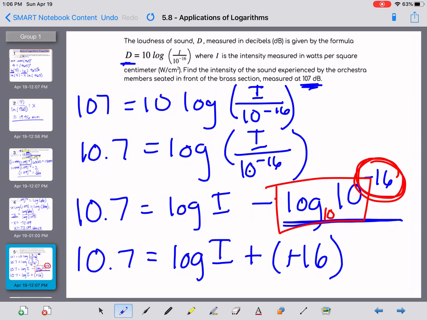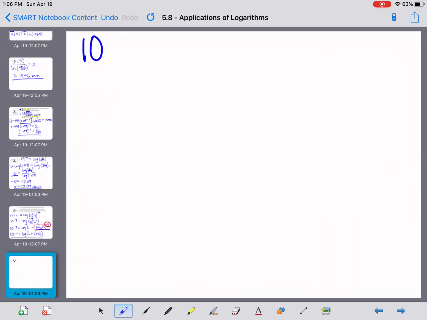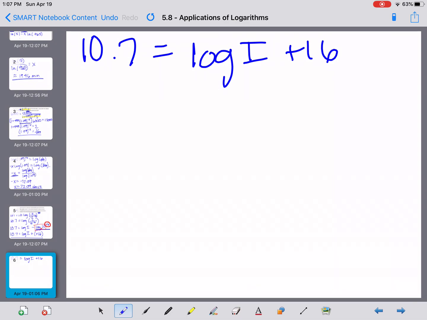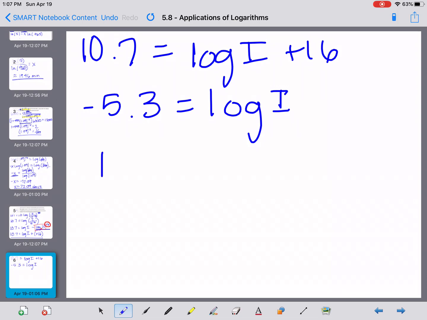So now I'm going to change my, so I got more space. So now we're here. So now I got 10.7 equals log I plus 16. Now it looks pretty easy as far as what the next steps are. Minus 16, so then I would get negative 5.3 equals log I. And I'm going to flip-flop this just so that we can kind of see it in a way we've used it in our other problems, because this is pretty much solved. If you can't see it yet, I'll show you. So we got it here.